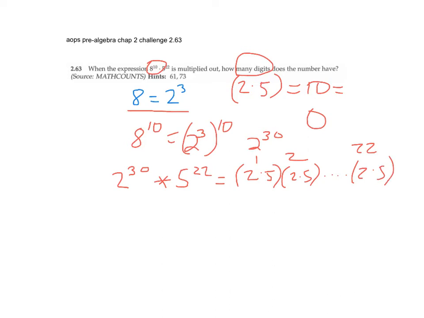Well, what's left after that? You have 8 more 2s, 2 to the 8th. Okay, so you have 22 zeros and 2 to the 8th.